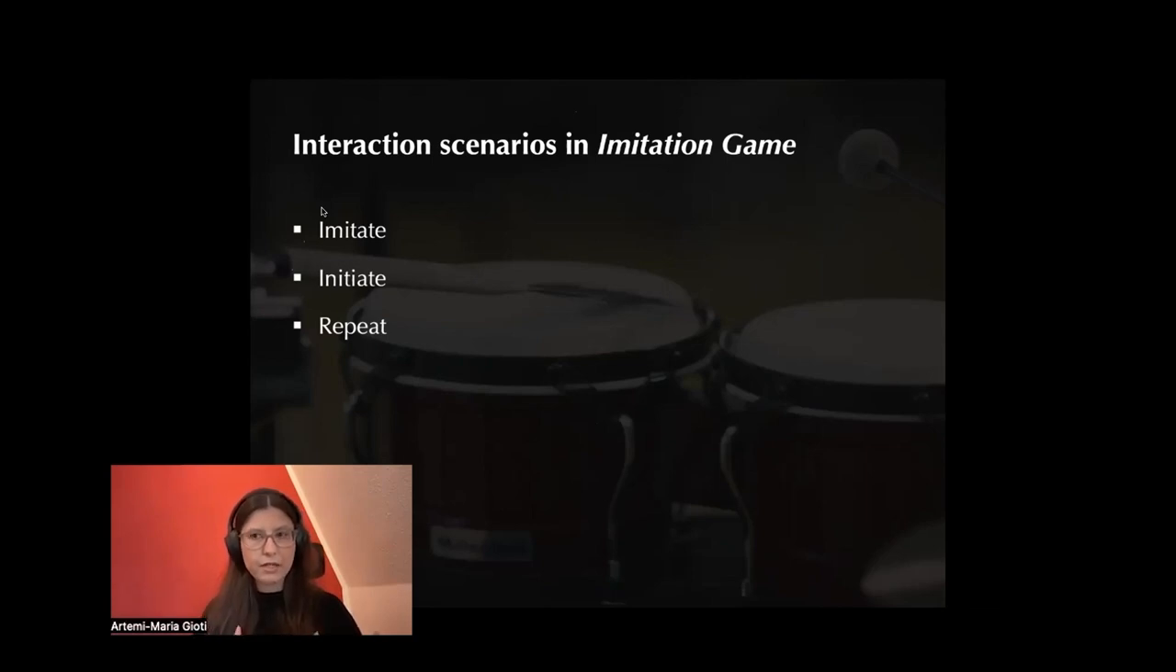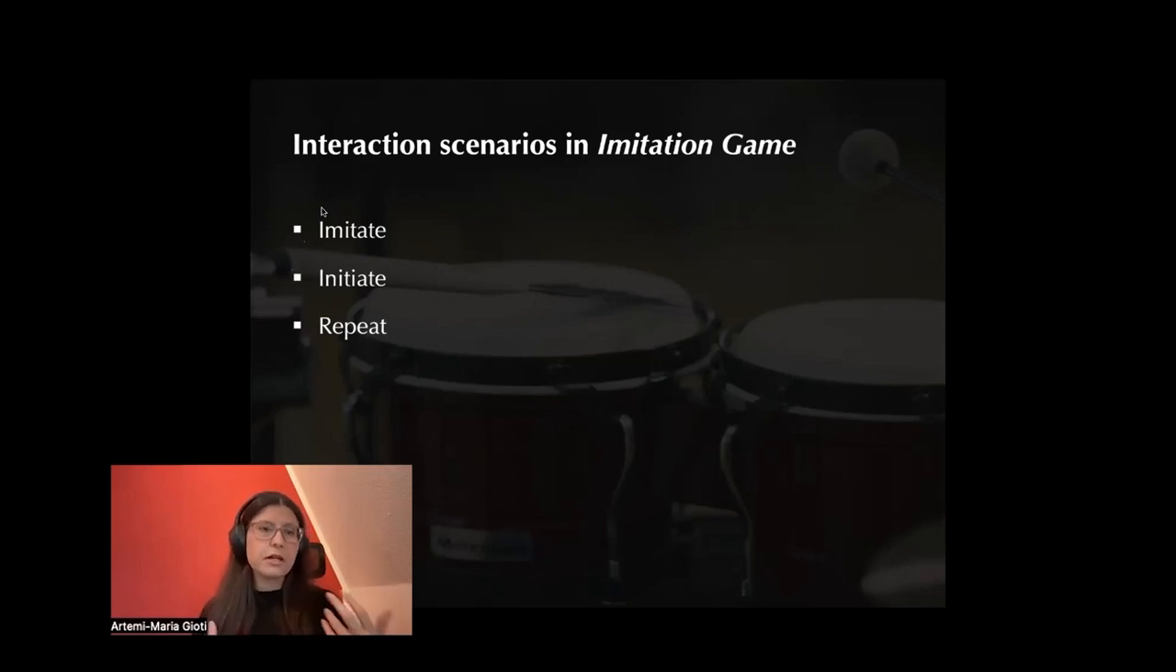Imitate involves playing a musical phrase that imitates, that is similar to the musical phrase just played by the human percussionist. Initiate involves playing a musical phrase that is different and somehow contrasting to the musical phrase just played by the human percussionist. Repeat involves improvising while selectively repeating some of the human percussionist's actions.